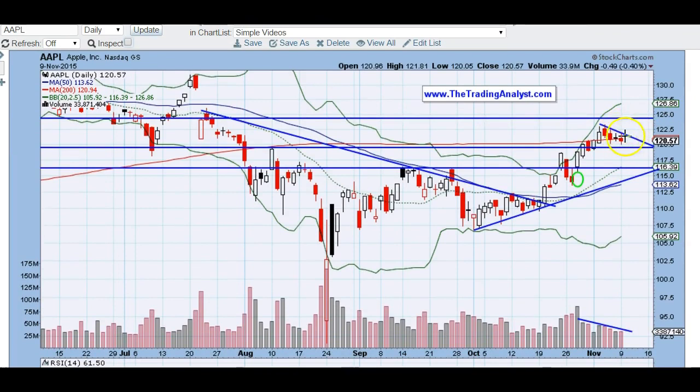Definitely like it for a long if it can break over this downtrend line. But until it does that, I think we're going to consolidate lower before possibly heading back up further.